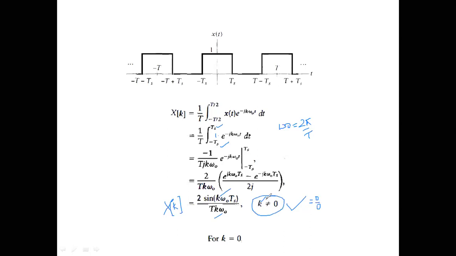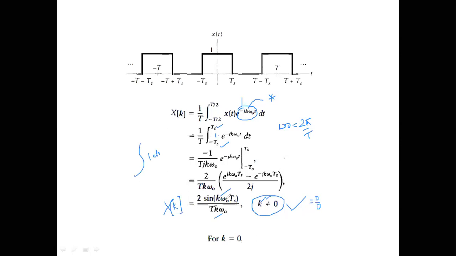How do you find the value for k equal to 0? For k equal to 0, we will substitute 0 here. Then what's going to happen? This entire term goes to 1, so we will have simply an integration of 1 dt from minus Ts to plus Ts.